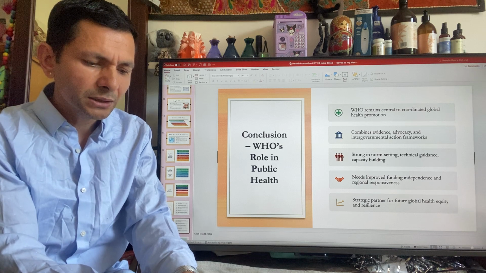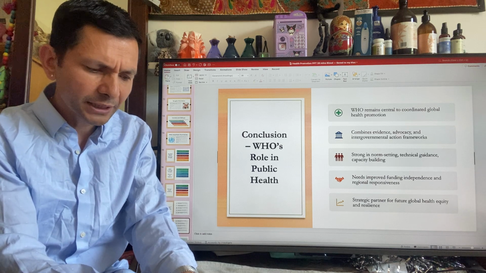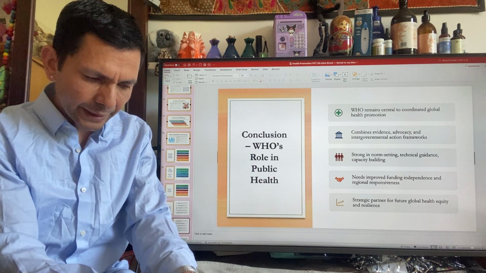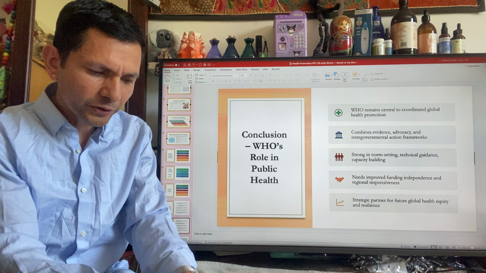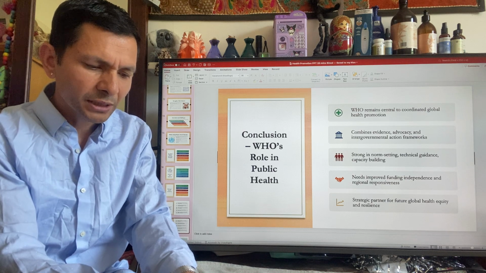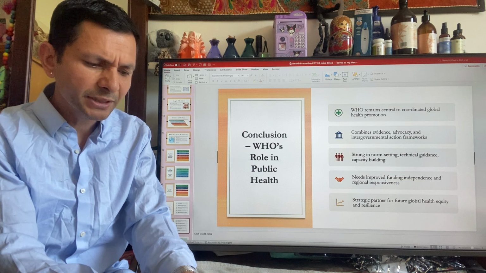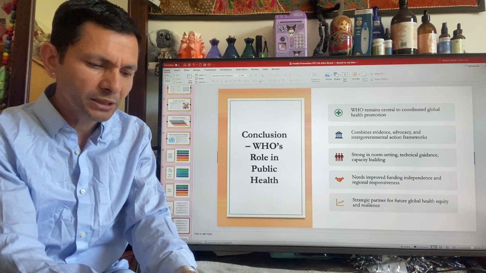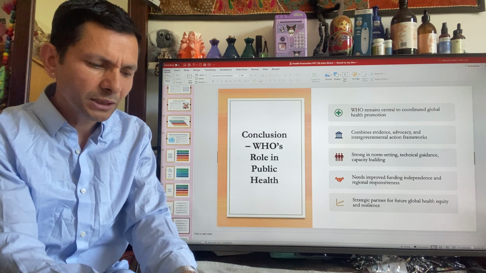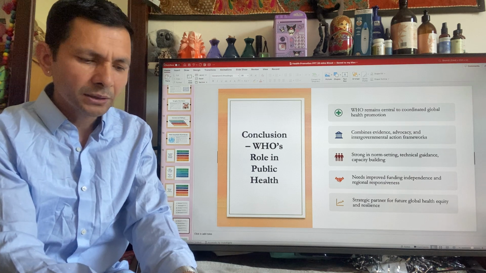WHO is particularly strong in setting norms, offering technical guidance, and building capacity in member states. However, its ability to act independently is limited by financial and political constraints. Going forward, WHO will remain a key global partner in the pursuit of equitable, focused and resilient public health systems.